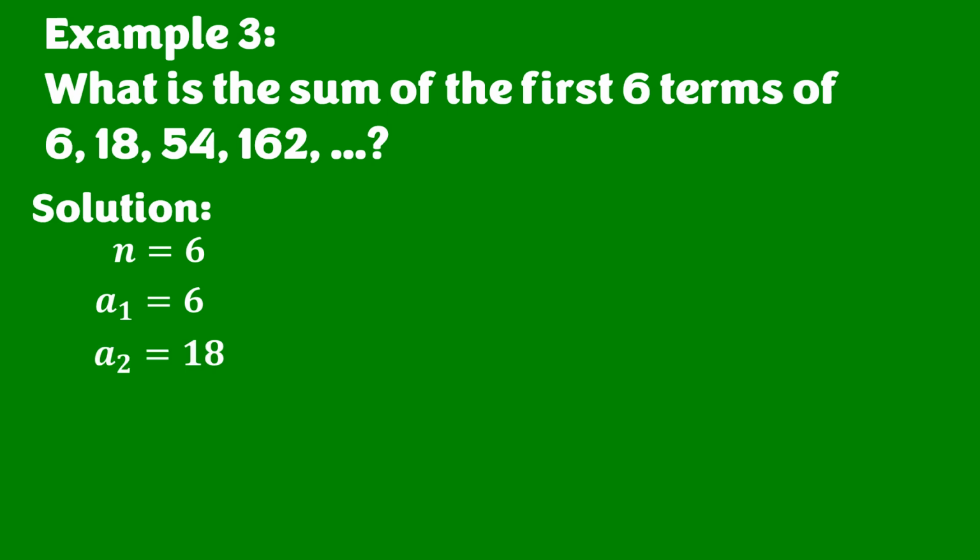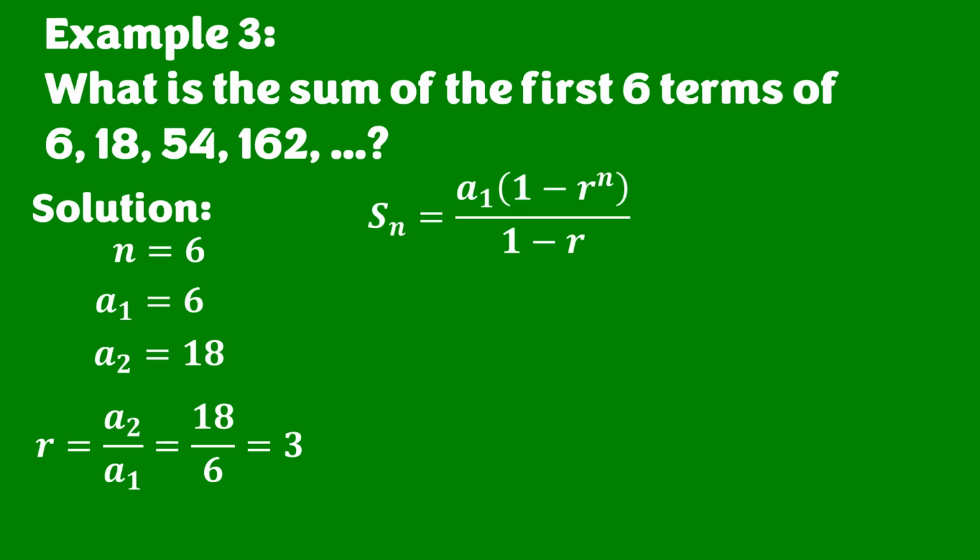So we're going to solve now for the value of r. So r is equal to a sub 2 divided by a sub 1, and that is equal to 18 divided by 6. The value of a sub 2 is 18 and the value of a sub 1 is 6. So 18 divided by 6 is equal to 3. The common ratio of the given geometric sequence is 3. Next, we're going to solve for the sum of the first six terms of the geometric sequence in example number 3. So we're going to use the same formula for finite terms.